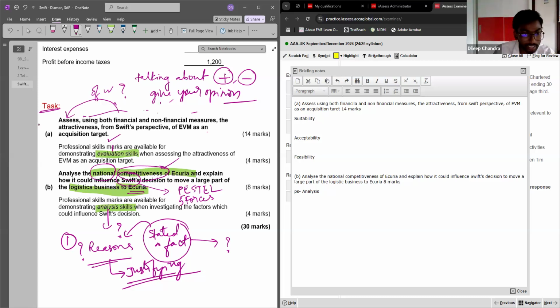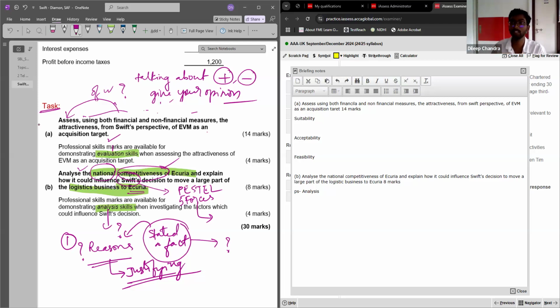But here what they're asking is, what kind of influence would this analysis have on Swift to change its business from one country to another country? If you're deciding on changing your production process from one country to another, we must be thinking that maybe this country has some benefits. If we go to that country, maybe it has some benefits. Yes or no?